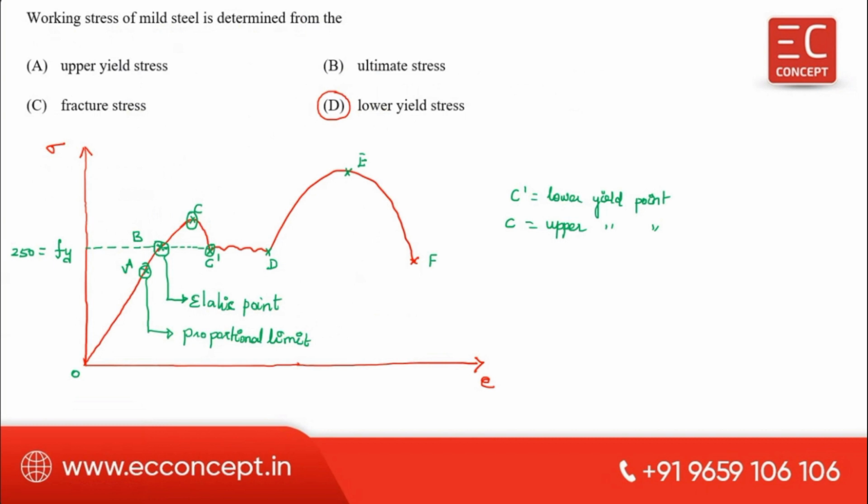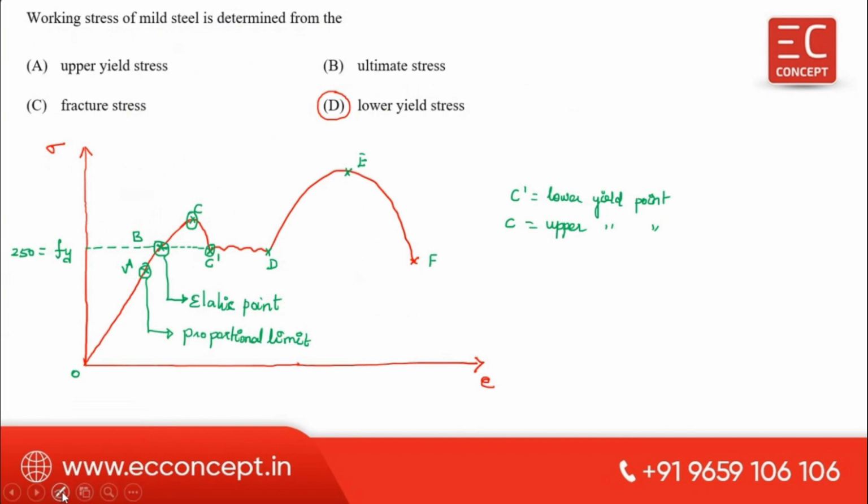We will take the yield stress corresponding to the elastic point. In mild steel, Fy is equal to 15, and moreover, the yield stress lies approximately on the same line as the lower yield point. That's why the working stress of mild steel is determined from the lower yield stress.